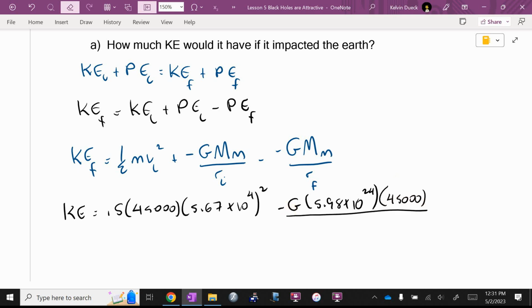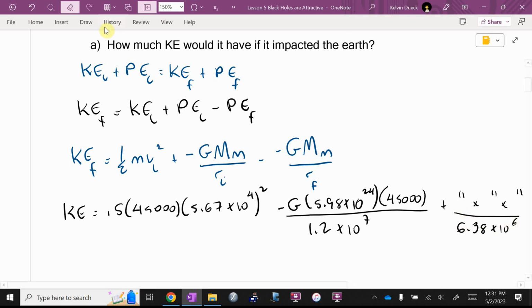Aiden, what's our initial R? Do I need to add the radius of the Earth to that, or did they tell me from the center of the Earth? Okay. And then plus same thing times same thing times same thing. But this time, what am I going to divide by? What's our final? Yeah, this is a little different. Instead of starting on the Earth and going away, this time our final is the radius of the Earth. We're ending up on the Earth. 6.38 times 10 to the sixth.